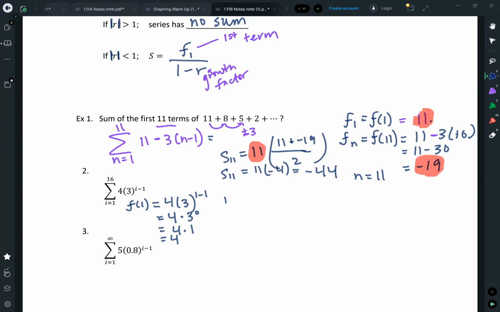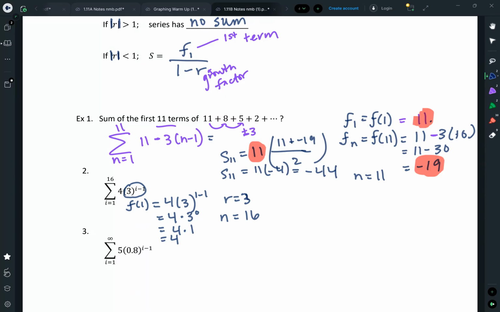Our r here is the part that's being raised to the power, because if I think about like 3 being raised to, say, the 4th power, that means I'm multiplying 3 four different times. So that's my multiplier. It's how I'm growing. I'm growing by a factor of 3 each time. So r's going to be that 3. And then my number of terms is going to be 16.